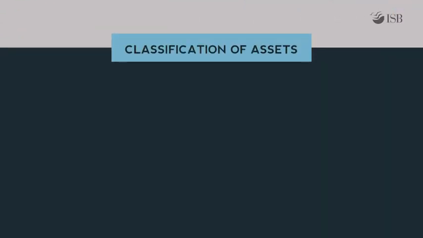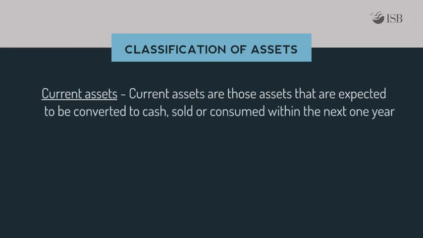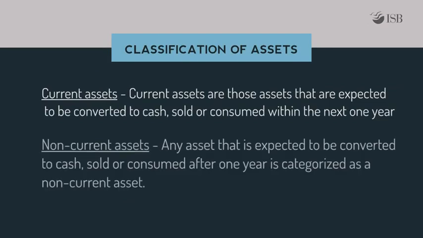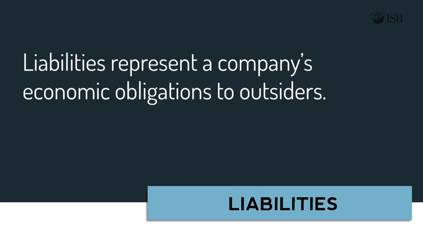Assets are further classified into current and non-current assets. Current assets are those assets that are expected to be converted to cash, sold, or consumed within the next 1 year. Any asset that is expected to be converted to cash, sold, or consumed after 1 year is categorized as a non-current asset.